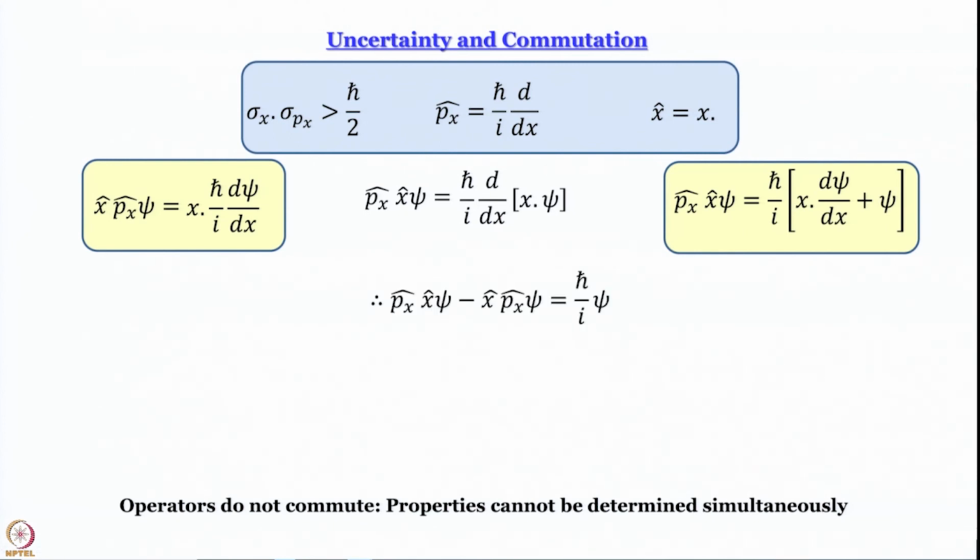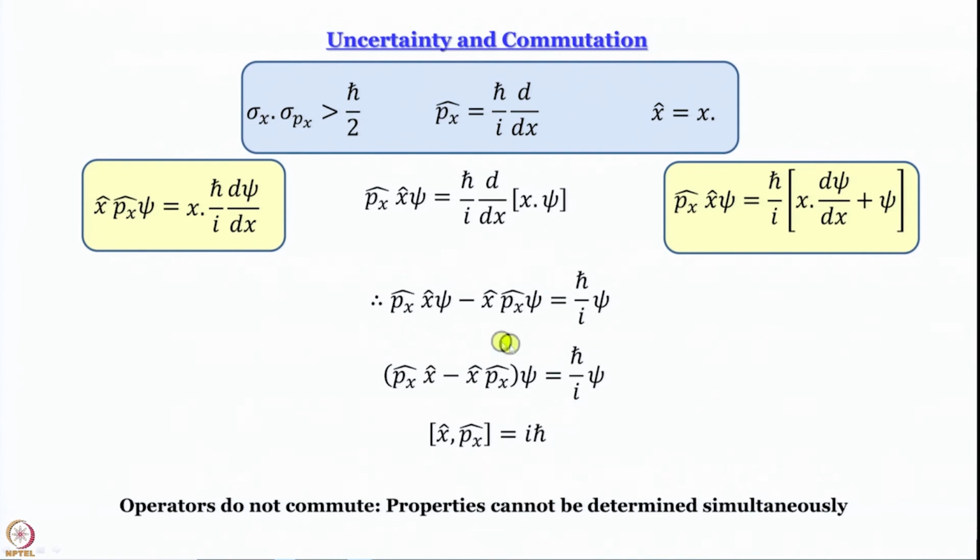So, now what is p̂x x̂ ψ minus x̂ p̂x ψ? It is not 0, it is ħ/i ψ, and we can write it as an eigenvalue equation. We can write it like (p̂x x̂ minus x̂ p̂x) ψ is equal to ħ/i ψ, and in fact this operator is often written like this, [x̂, p̂x] in square brackets, that means the commutator of x̂ and p̂x, that is equal to iħ.